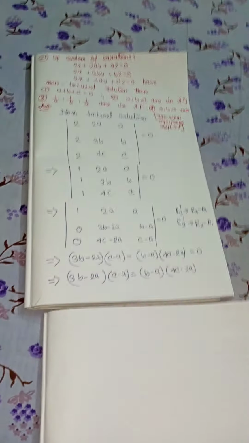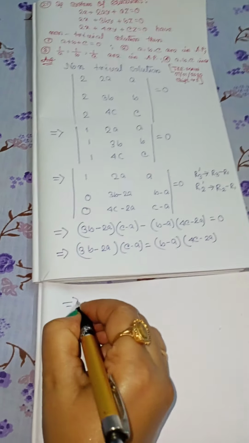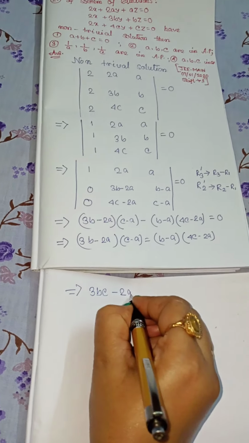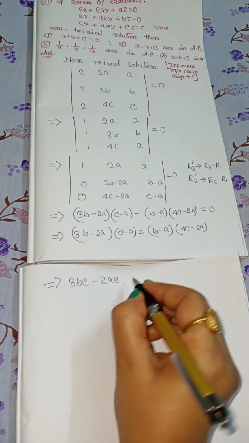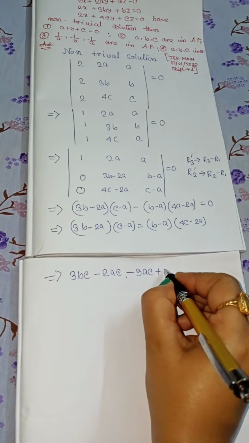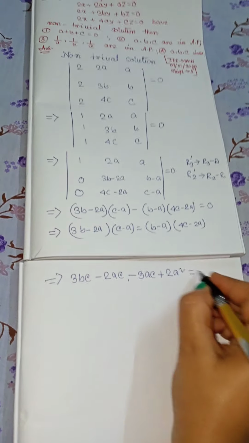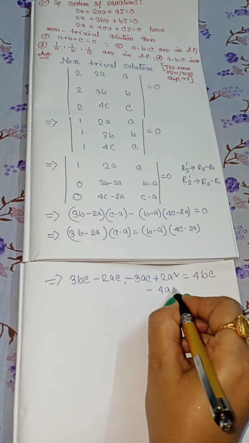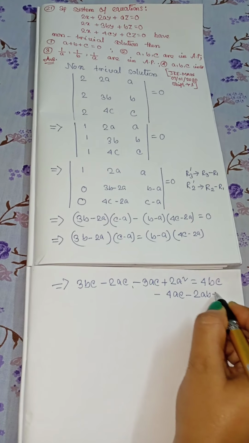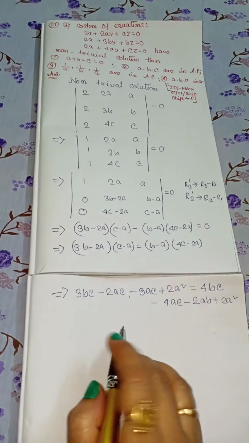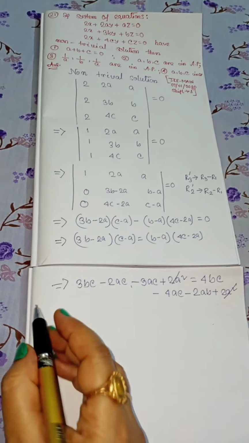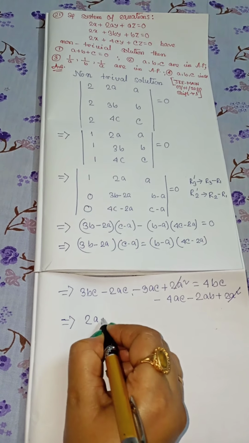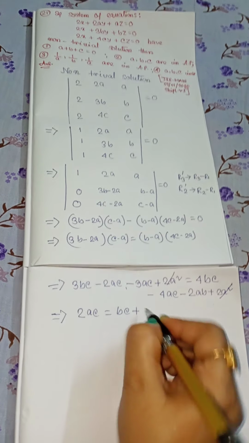Now calculating this, that implies 3bc minus 2ac minus 3ac plus 2a square is equal to 4bc minus 4ac minus 2ab plus 2a square. 2a square cancelled off, and it becomes 2ac is equal to bc plus ab.